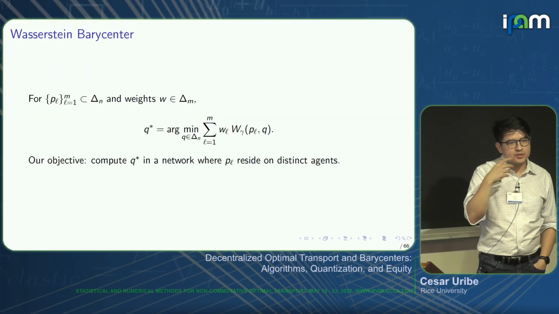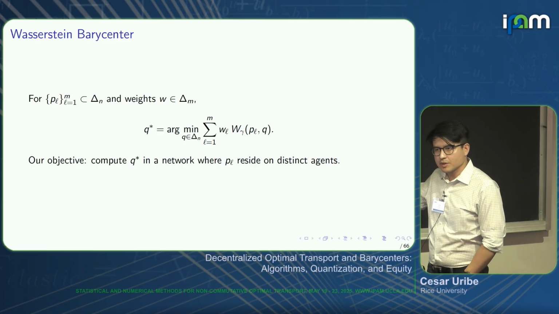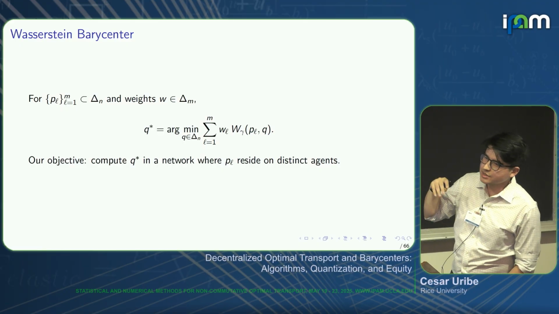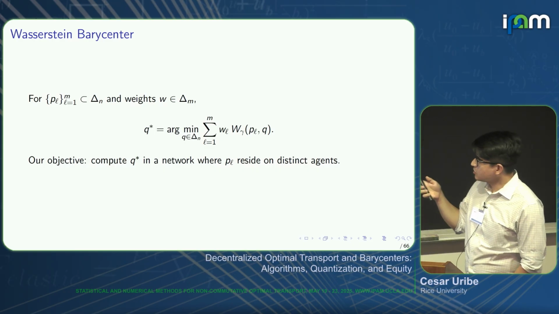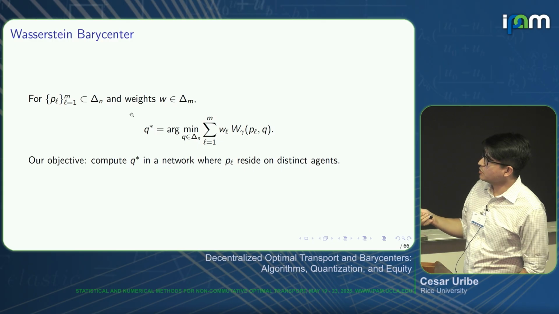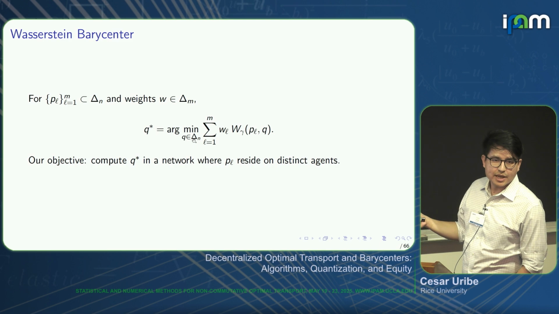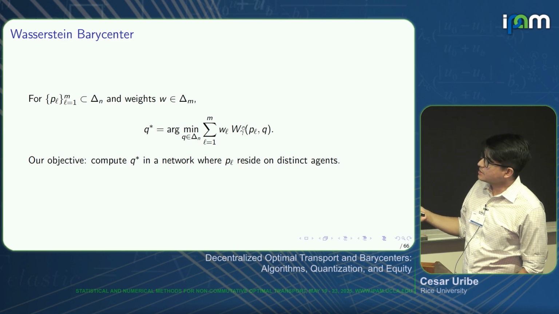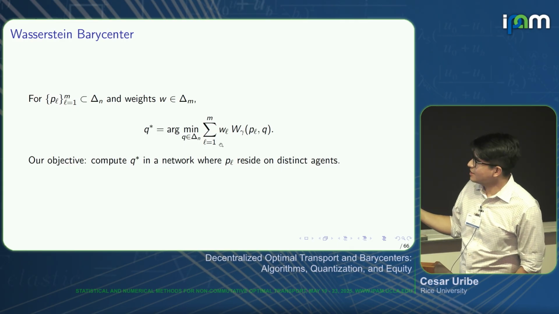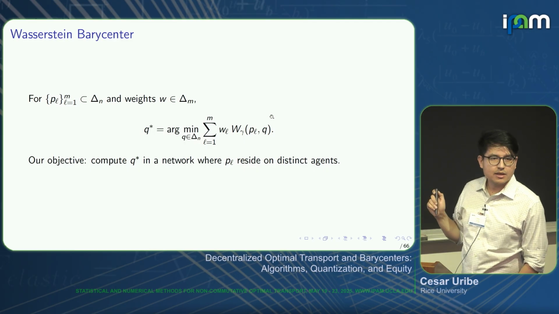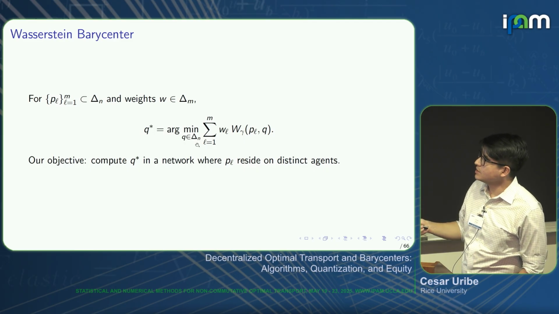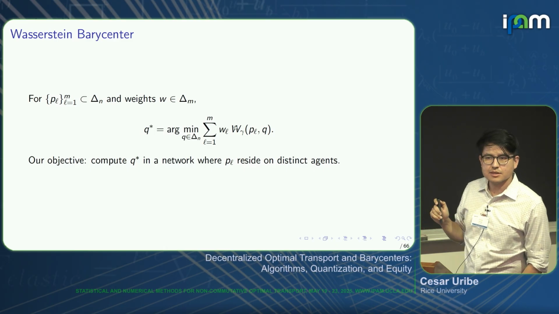So when we're talking about distributed computations, this is the problem that we want to solve. Again, we have a network of agents. Each agent has access to one probability distribution. And then we want to compute a probability distribution Q that lives in the simplex of dimension n, that minimizes the weighted entropy-regularized Wasserstein distance between the distributions held by each of the agents and Q, right? So we want to find one single Q that minimizes this distance.